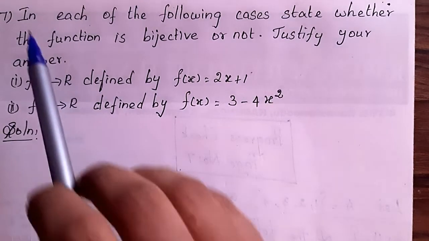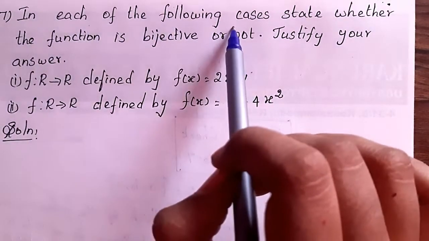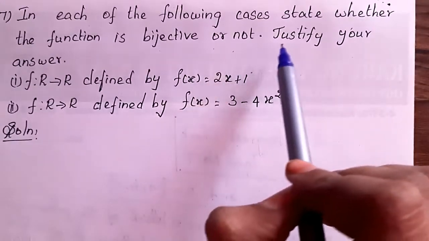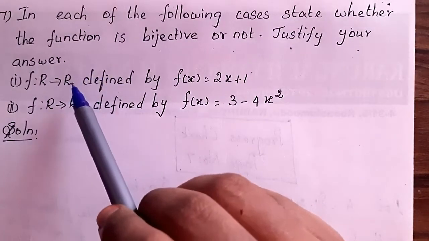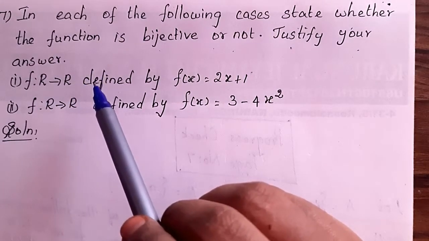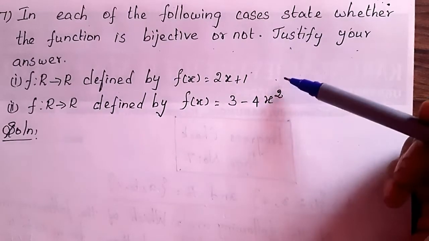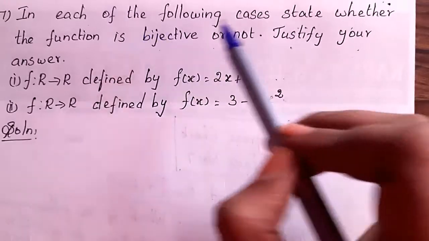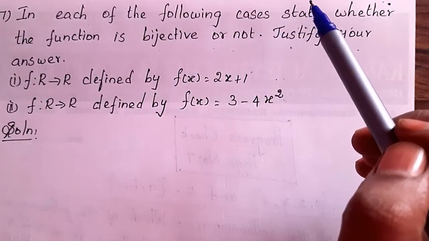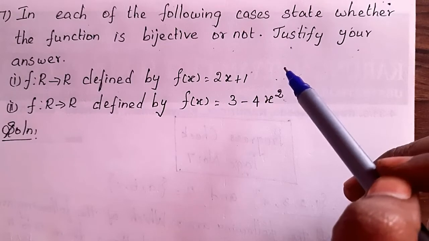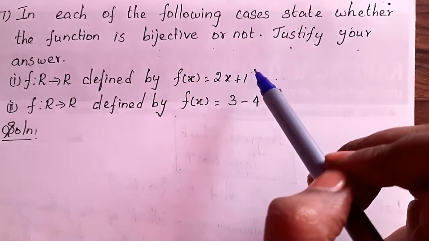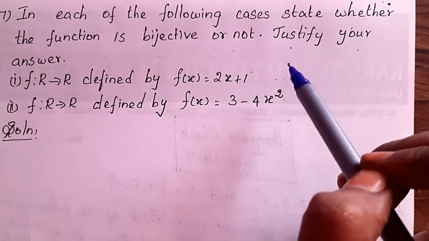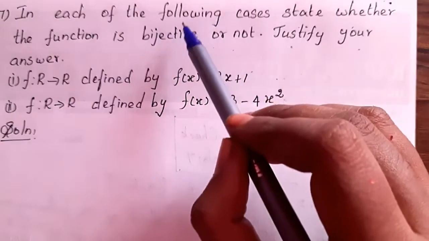Seventh question. In each of the following cases, state whether the function is bijective or not. Justify your answer. So you have to find whether these two are bijective or not. When can we say it is bijective? If a function is 1-1 and onto, we can say that it is bijective. That means the function should satisfy both conditions. It should be 1-1, and it should also be onto. Then we can say that it is bijective.